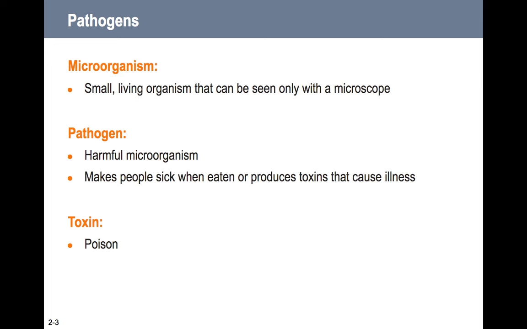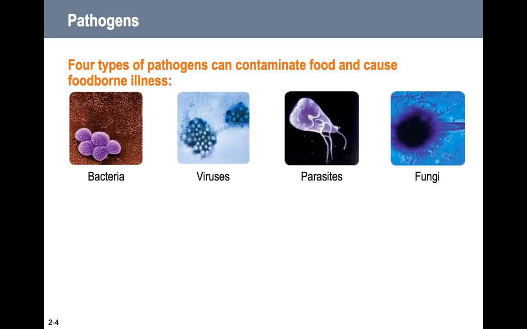Sometimes bacteria, as they are moving around in the food or multiplying, produce a toxin. It's not the actual microorganism that's making you sick, but the toxin that's making you sick. And a toxin is usually some sort of chemical or poison. So again, the pathogens that we're looking at in Chapter 2 that contaminate food and cause foodborne illness are bacteria, viruses, parasites, and fungi.